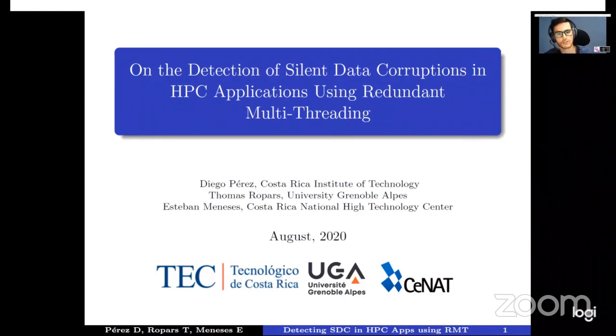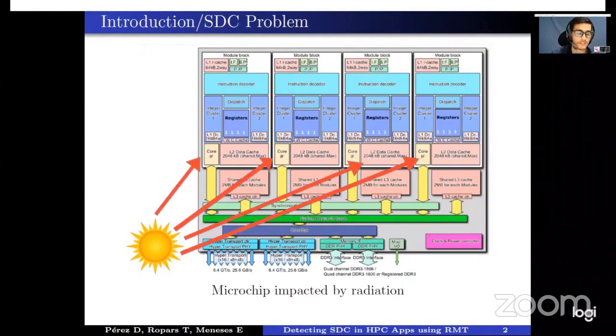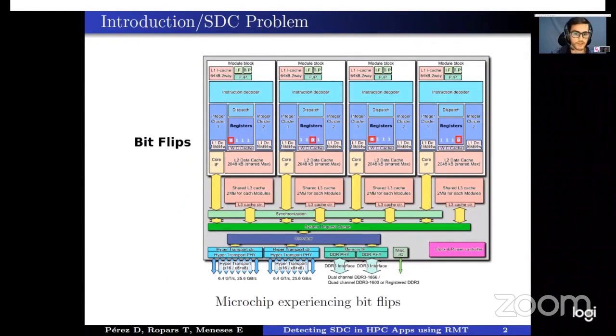Okay, so what is the problem? This is a current microchip. It's a complex system, and sometimes external causes such as sun radiation might impact the chip and cause a bit to flip, bit flips. So what that means is that the final result of a calculation might be totally wrong, might be corrupted, and the user can be completely unaware of this issue.